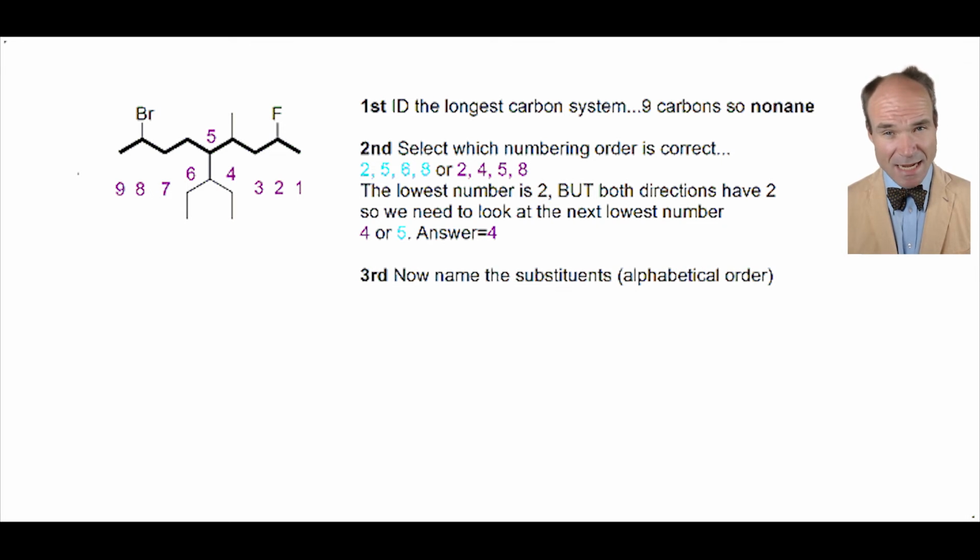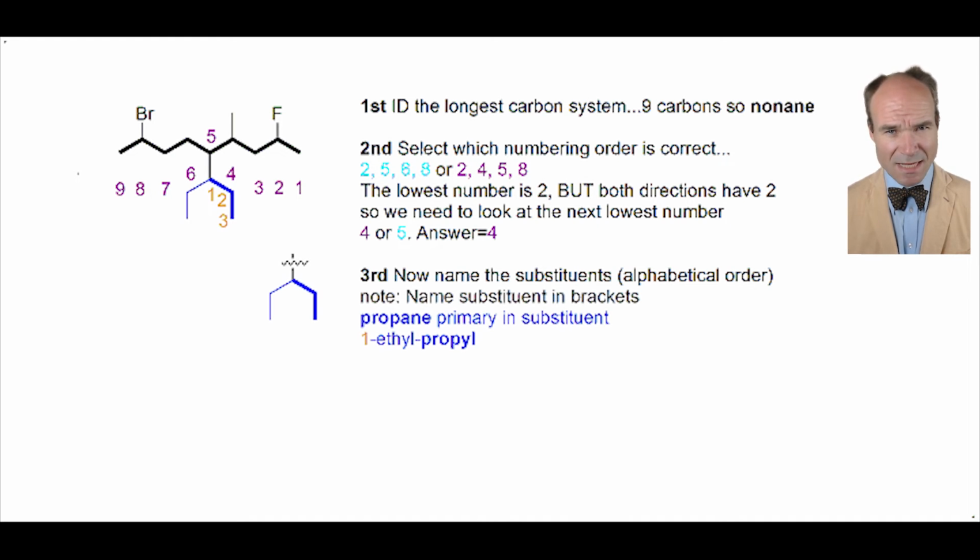Next, we're going to name the substituents and put them in alphabetical order. We're treating the complex alkane as if it were its own molecule. We're starting at the carbon that is attached to the main chain, and from there we're looking for the longest sequence of carbons. For this molecule, that is 3, so it's as if it were a propane.